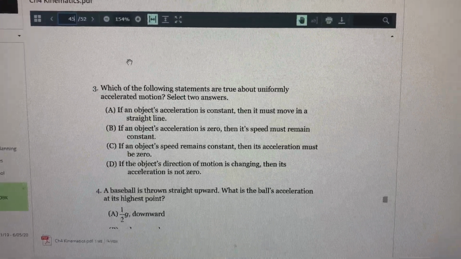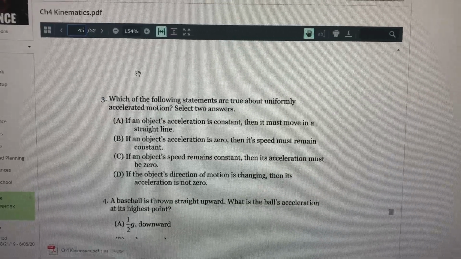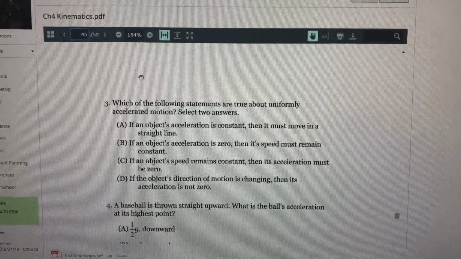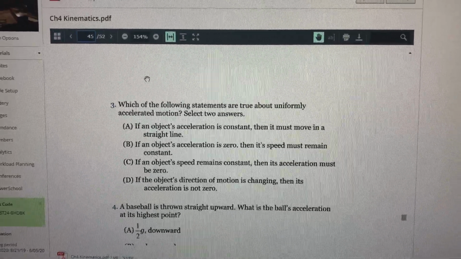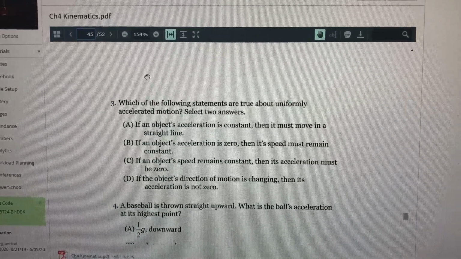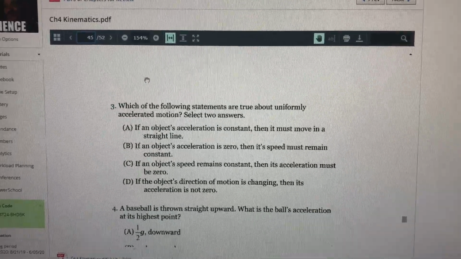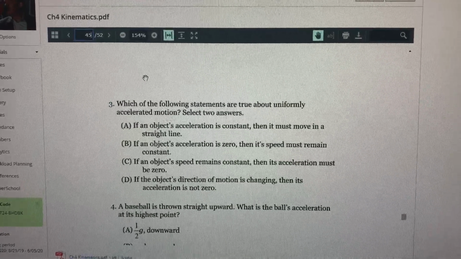If the acceleration is 0, the magnitude and direction of the velocity are not changing at all, so the speed must remain constant, because the speed is just the magnitude of the velocity. D is correct because the object's direction of motion is changing.